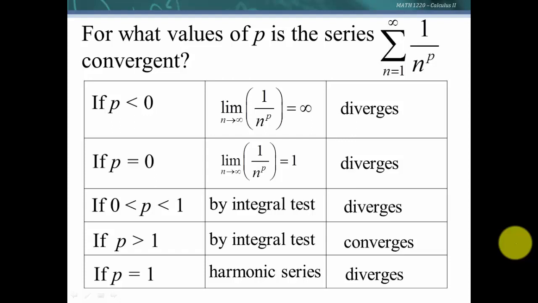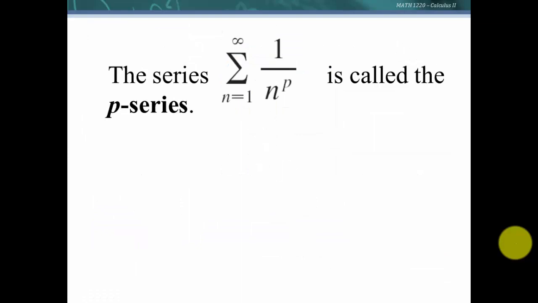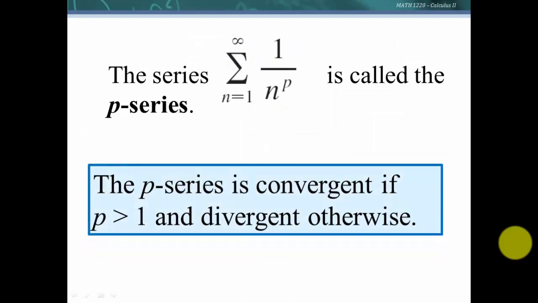So looking at this, for what values of p is the series convergent? This is called a p-series, and it is only convergent when p is greater than 1. This is going to be useful to us because we are going to be looking for convergence of various series, and the p-series is an easy one to know if it converges or diverges, and we'll be able to use it to compare to other series that are more complex. So this series is called the p-series, and it is convergent if p is greater than 1, and it is divergent otherwise.